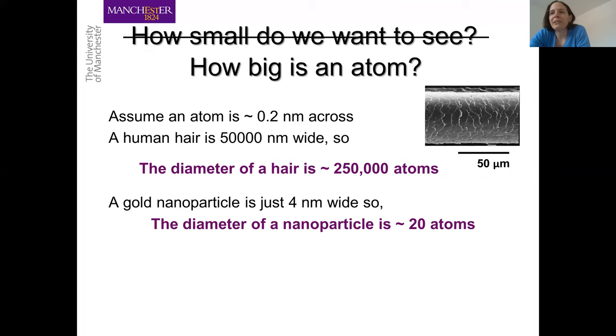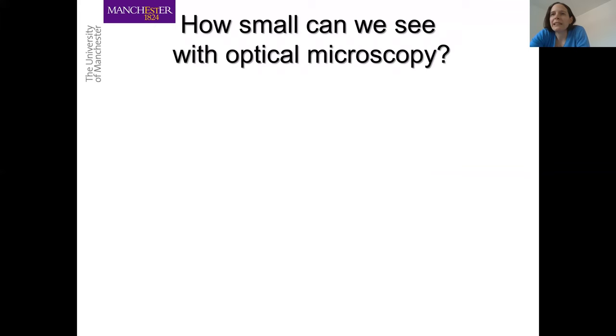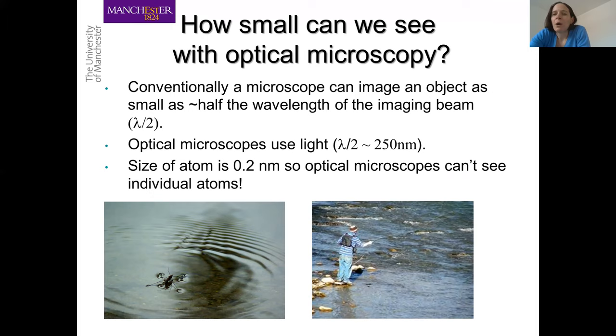So how small can we see with our optical microscope? Well, an optical microscope is limited to about half of the wavelength of the optical light that you're using. Usually optical light has a wavelength of a few hundred nanometers, typically about 500 nanometers for greenish light. And so we can typically see things that are of the order of 100 nanometers or so in the optical microscope. And this is illustrated here.